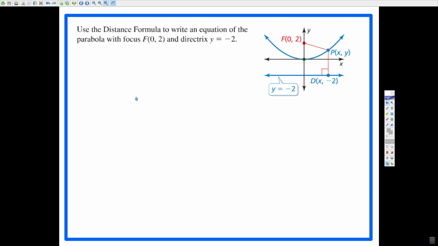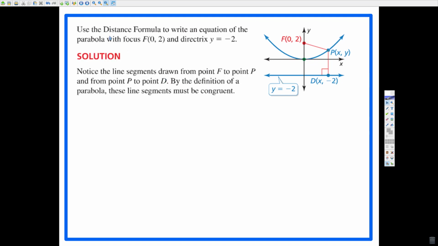The first thing that I want you to write down and remember is that this point, the vertex, used to be the most important point when we weren't talking about the focus and directrix. But now we're going to find out that this focus point and this directrix line has a relationship to all the points in the parabola.